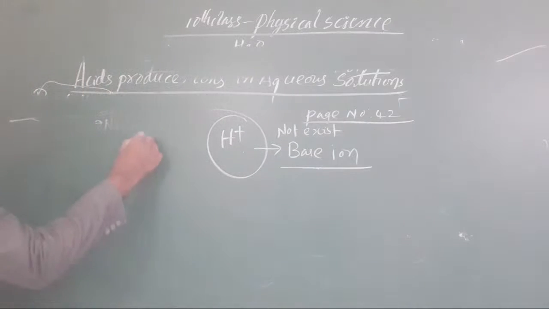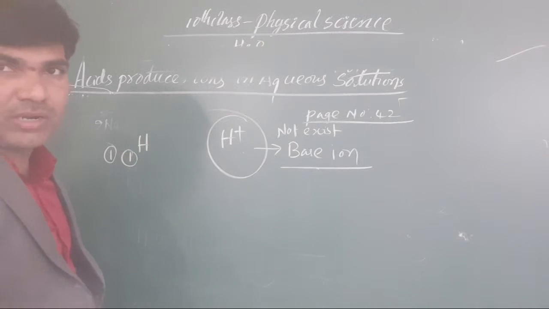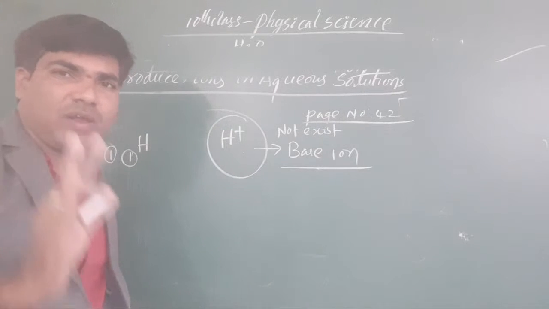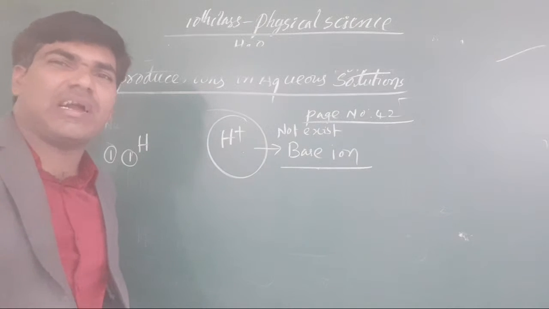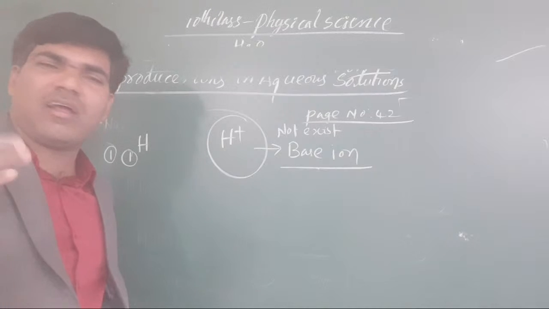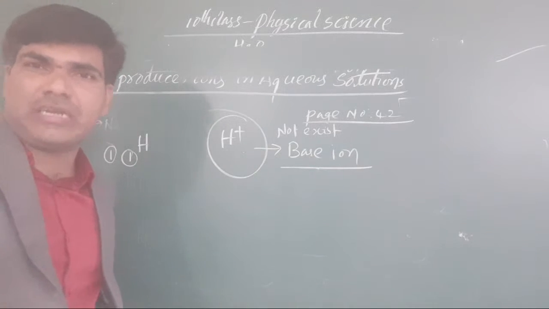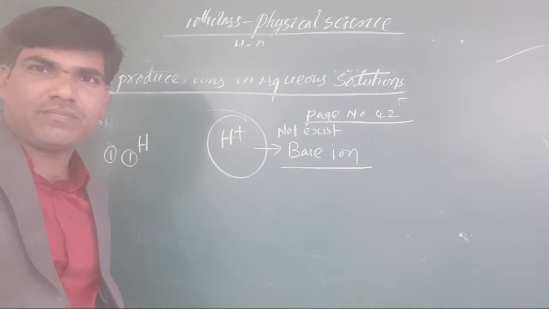What is the nature of hydrogen? Hydrogen contains one electron as well as one proton. Clear or not, all the students? Hydrogen has atomic number 1. It contains only one electron and one proton only. Then, in case it loses that one electron, without the electron there is a possibility of the existence of that particular atom.